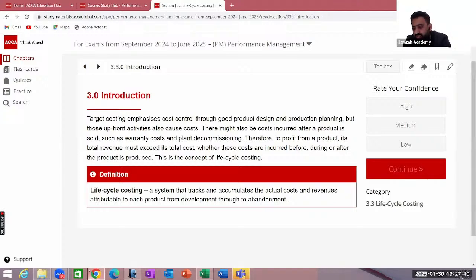So target costing emphasizes cost control through good product design and production planning. But those upfront activities also cause cost. In target costing, we talk about introduction of a new technology and redesigning the product. And obviously, when we redesign the product, in the initial year, the cost would increase. I am using target costing with the hope that cost would be reduced, but the cost is increasing.